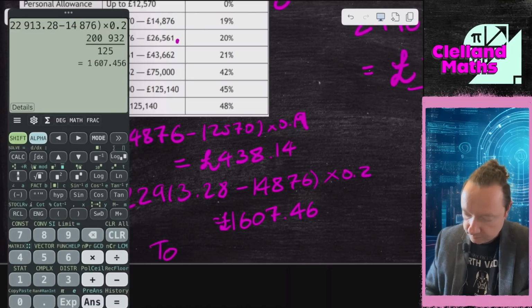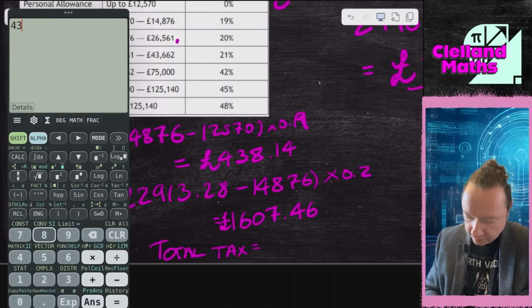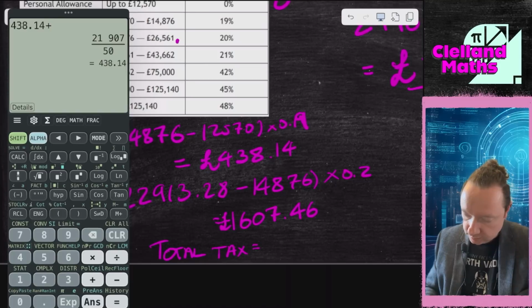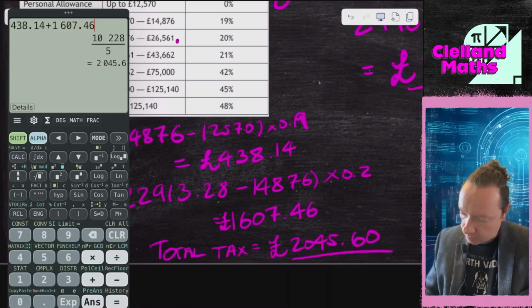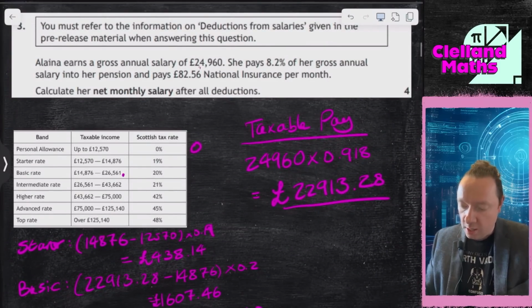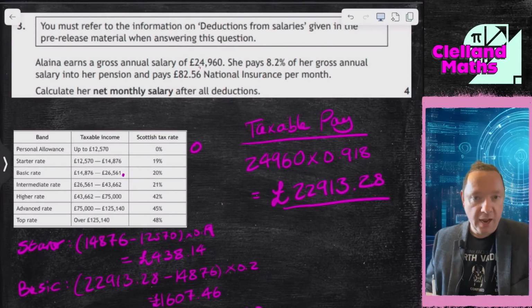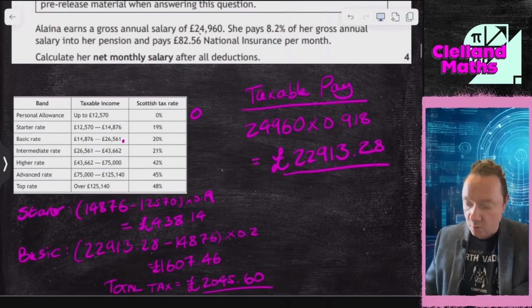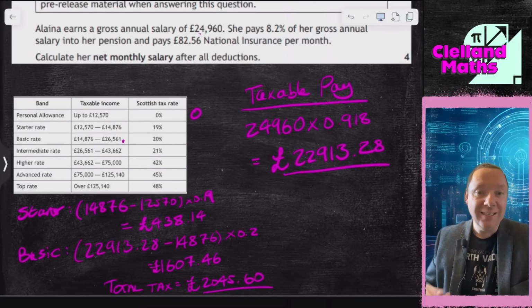So total tax is £438.14 plus 1607.46, which is 2045.60. So now we need the net wage for the month. So you could work out the total national insurance for the year and take everything off and divide. Or at this stage, you could just take away the tax and divide by 12 and then take away the national insurance. And I think that's the quickest way. So that's the way I'm going to do it.